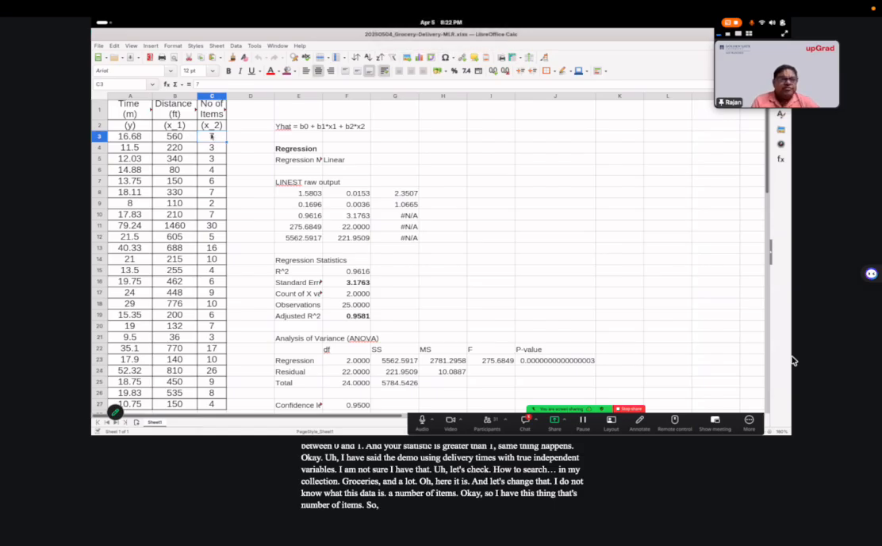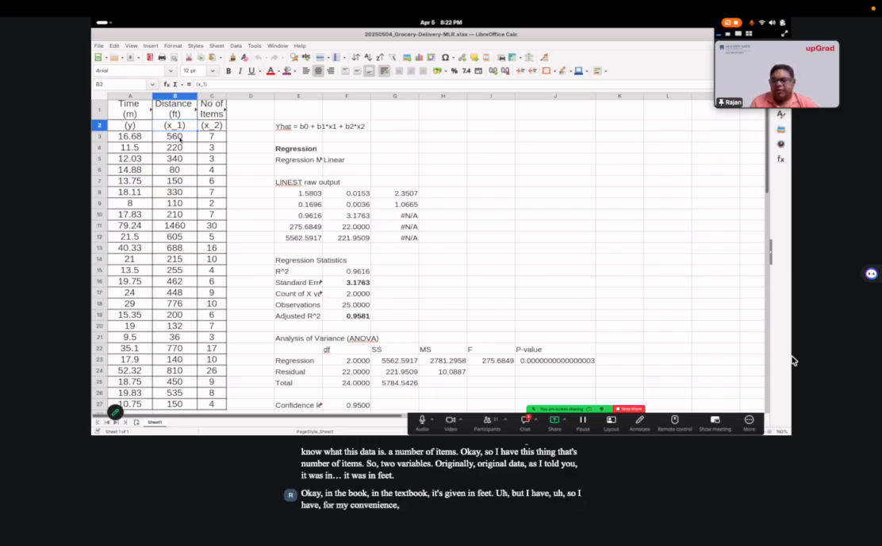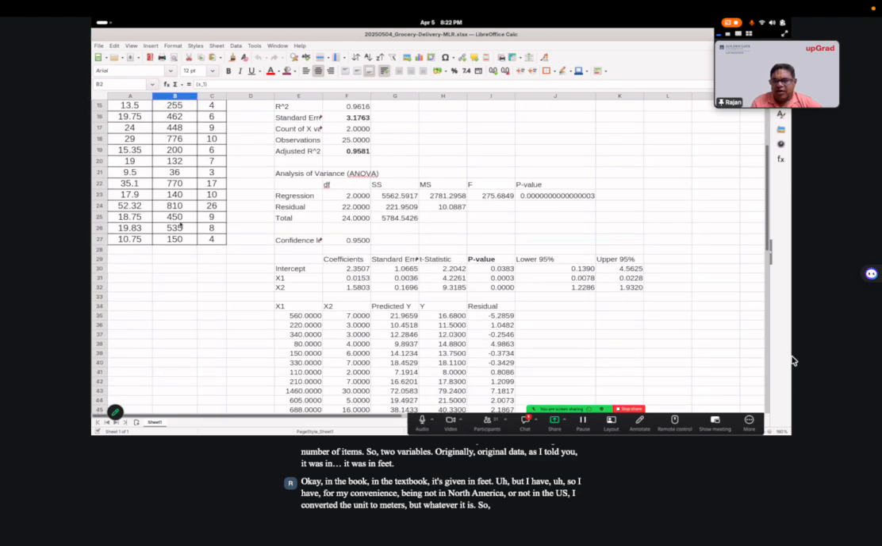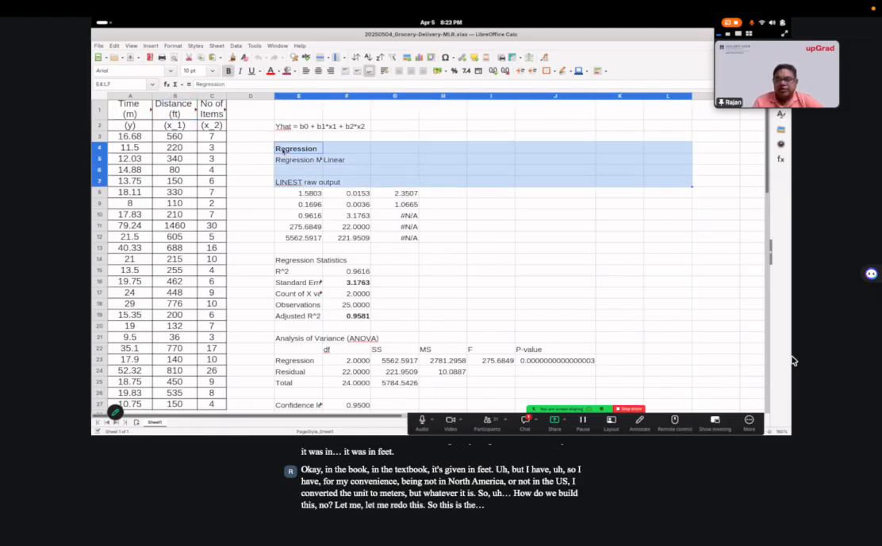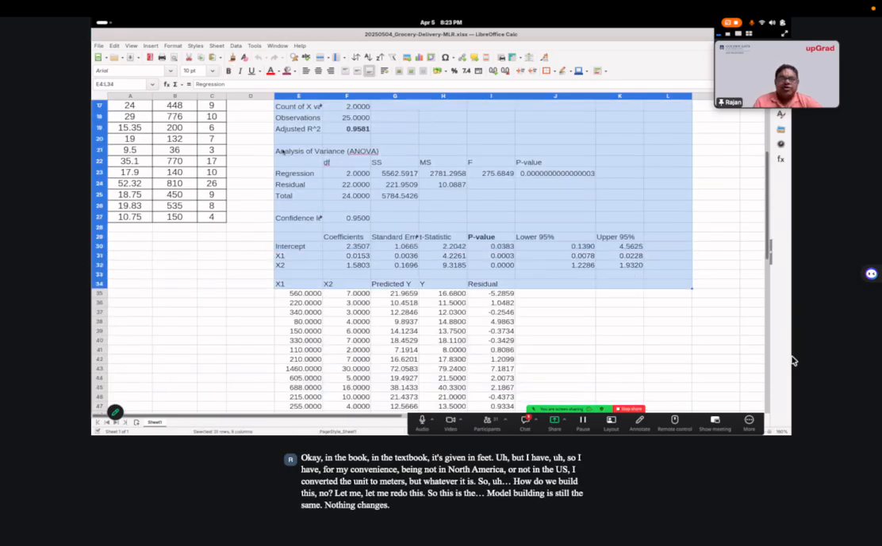So 2 variables. Original data, as I told you, it was in feet. Okay, in the textbook, it's given in feet. But for my convenience, being not in North America or not in the US, I converted the unit to meters, but whatever it is. Right? So how do we build this? No, let me redo this. So model building is still the same. Nothing changes. Okay. So this is the model.